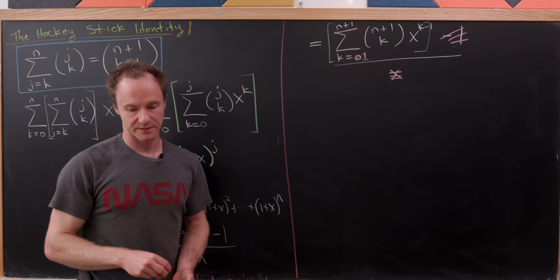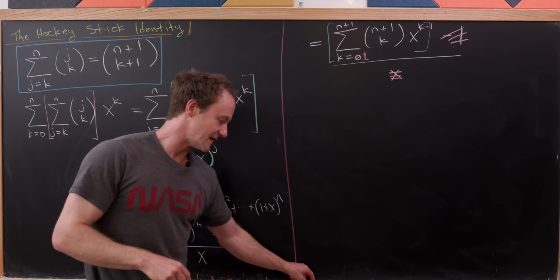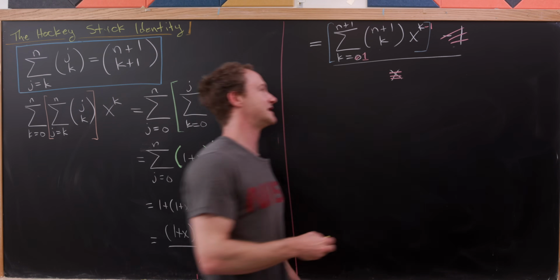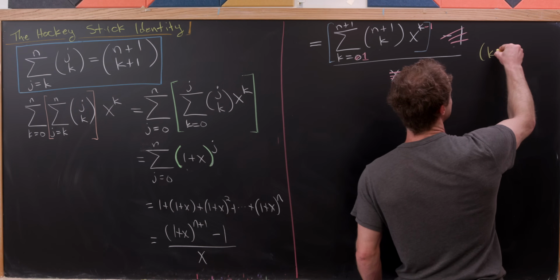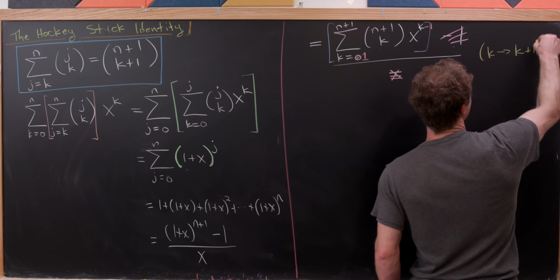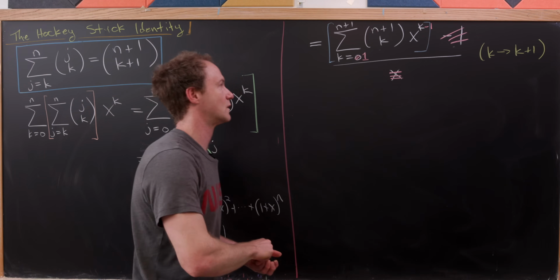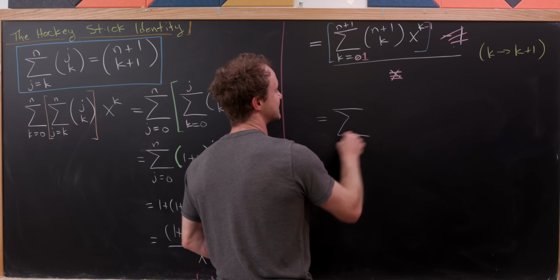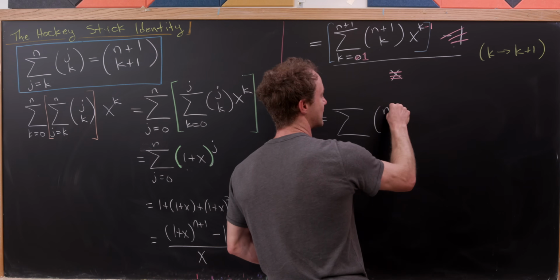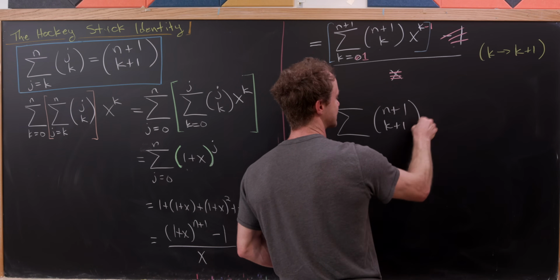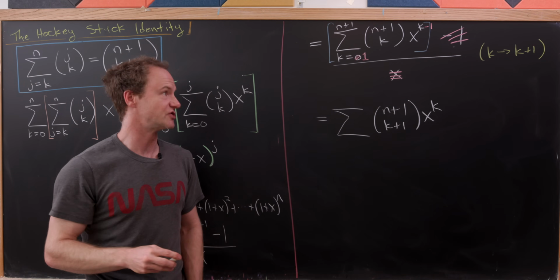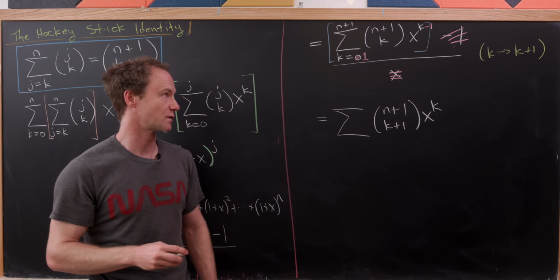So now we're left with something like that. Our next step, which is in fact going to be our last step, will be to re-index this sum. I'm going to take every k in this sum and replace it with k plus 1. Let's see what that leaves us with. Now we'll have the sum of n plus 1 choose k plus 1 times x to the k. That's what we get from those changes, all the k's replaced with k plus 1.